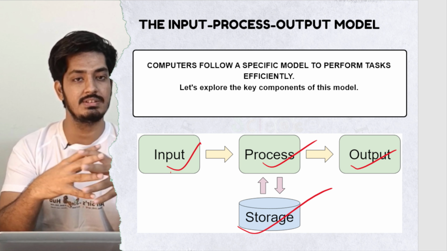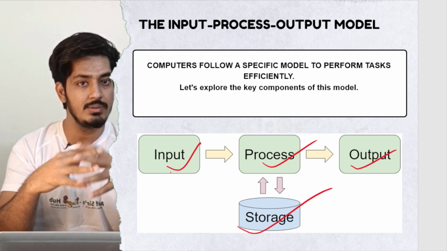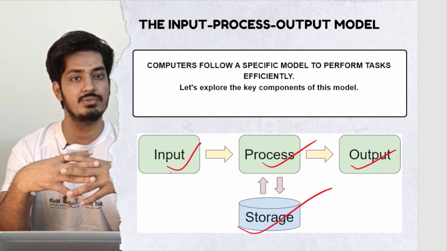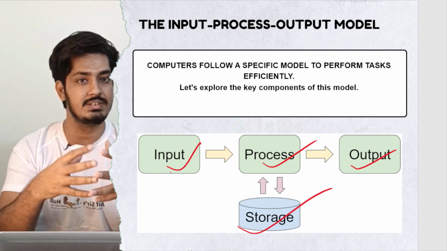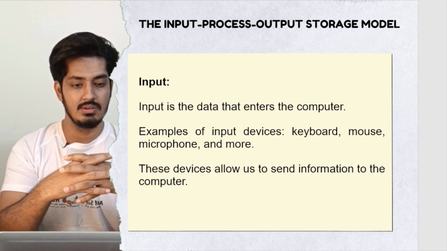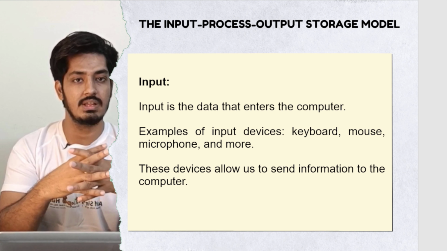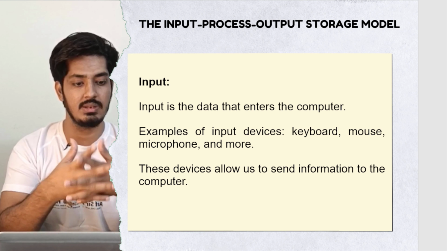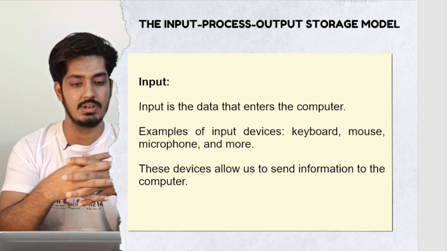This is a very efficient model. In this model, all our inputs will be processed first, then it will give us some output according to the inputs and instructions. Then all the processed information or data will be stored in the storage device. So in this model, we have four sections: input, process, output and storage. We'll discuss them one by one. Let's first see the inputs.